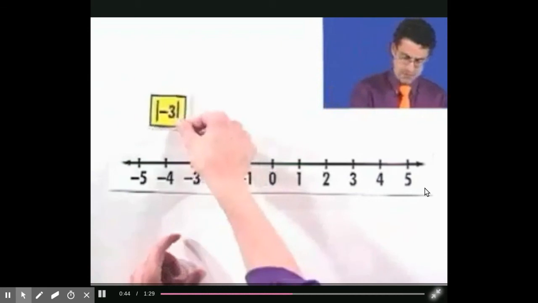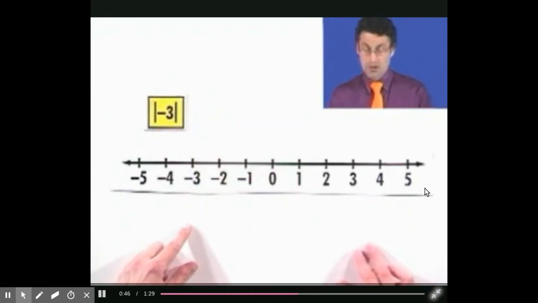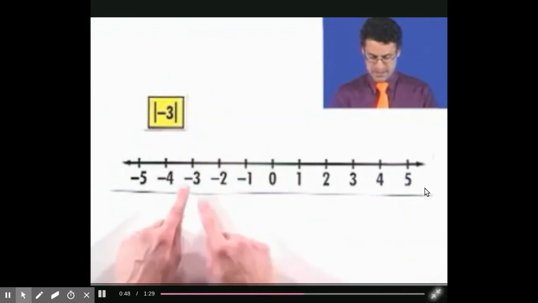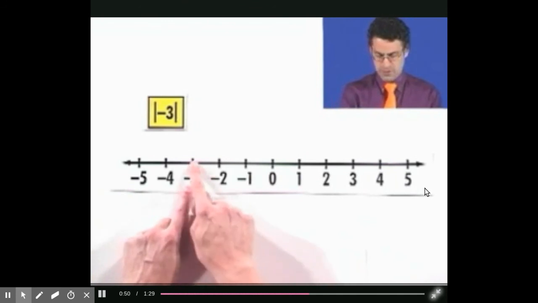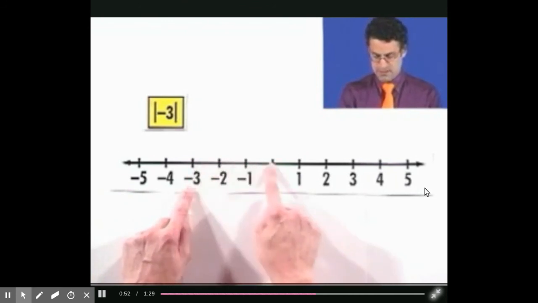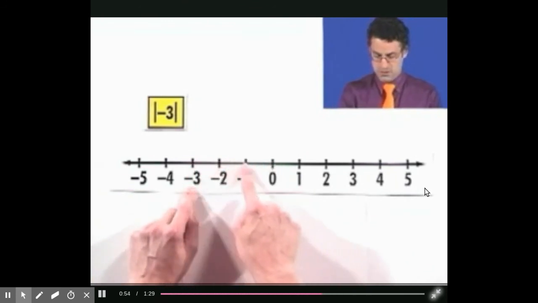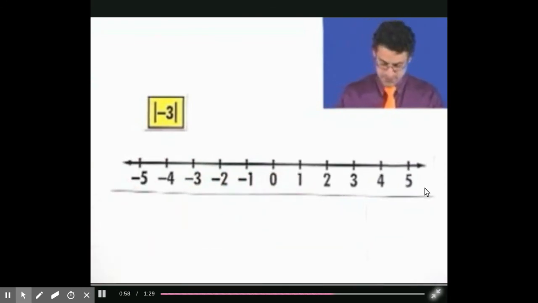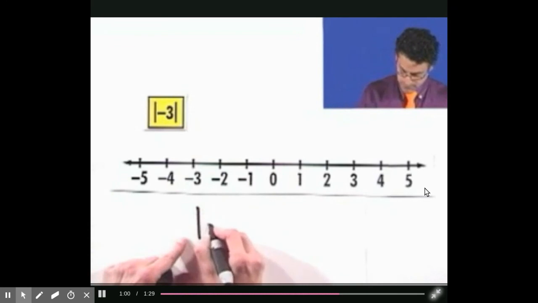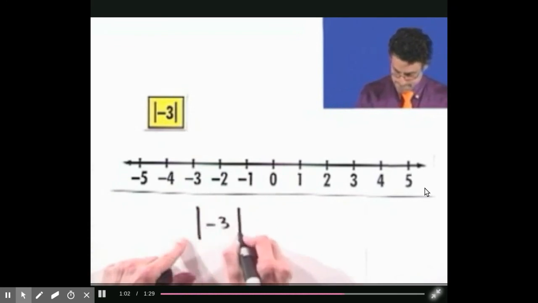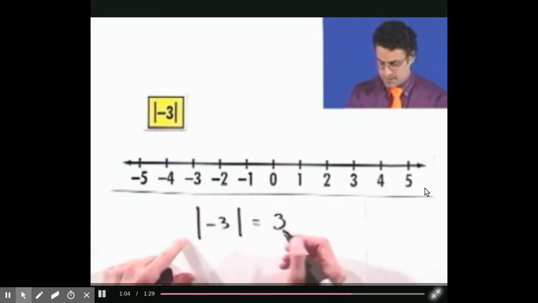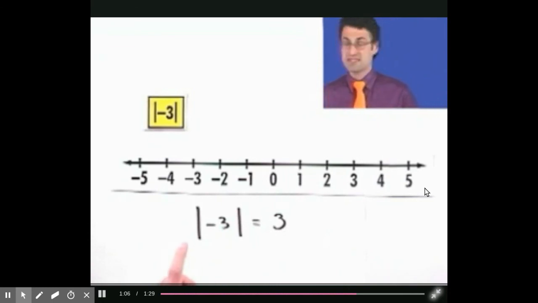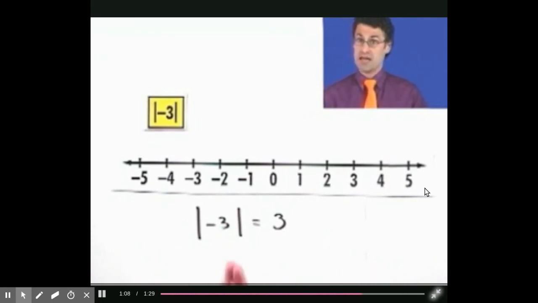Let's find the absolute value of -3. Well, where's -3 on the number line? -3 is right here. All I'm looking for is the distance between -3 and 0. So I just count. 1, 2, 3. There are 3 units here. So the absolute value of -3 is 3.